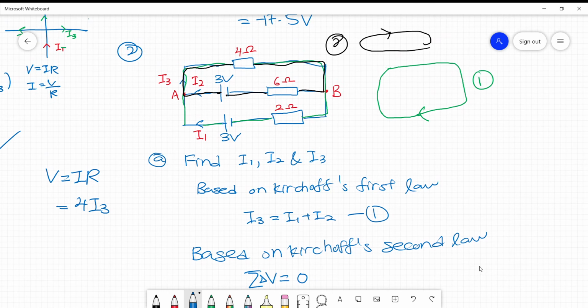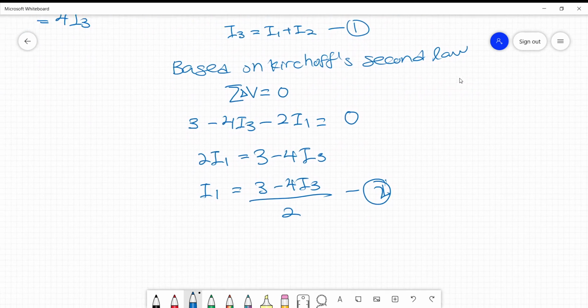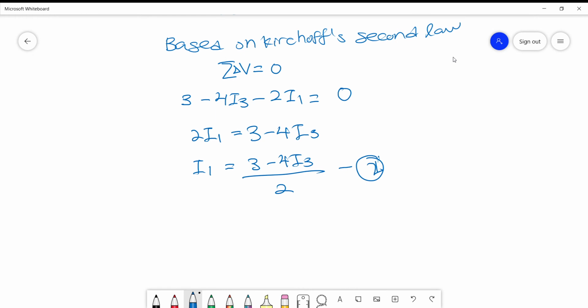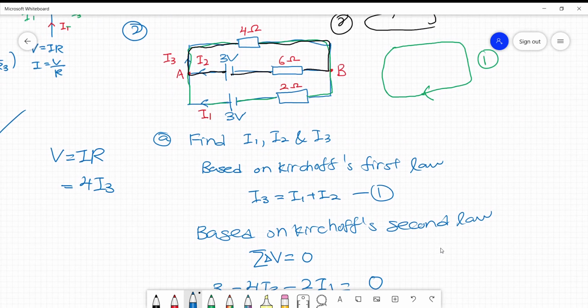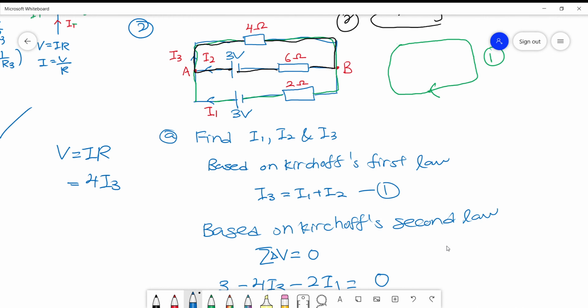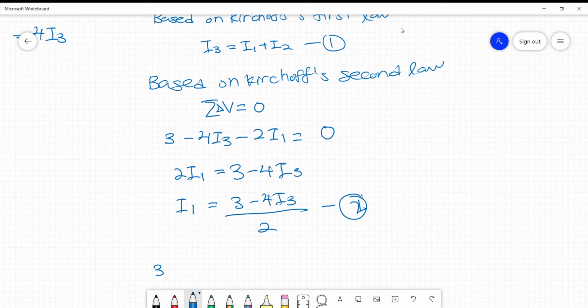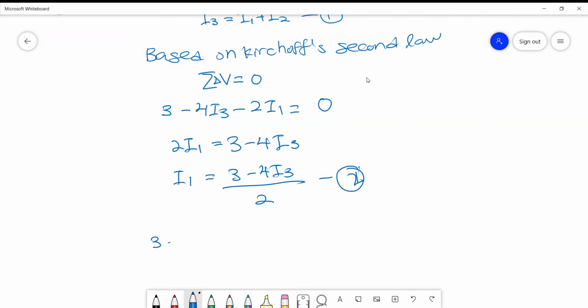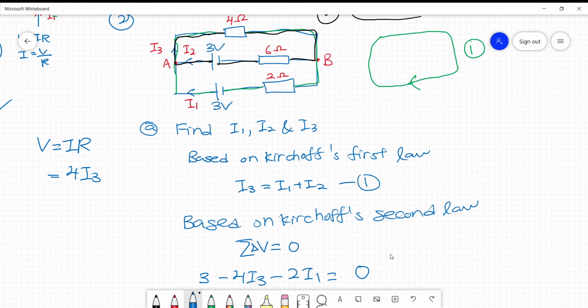So what about the second loop? Of course, based on Kirchhoff's second law, I prefer to start from the 3-volt battery. Moving on to the upper part, same as the first loop, we pass through the 4 ohm resistor, so we need to minus 4I3. I3 is the region of the third current.